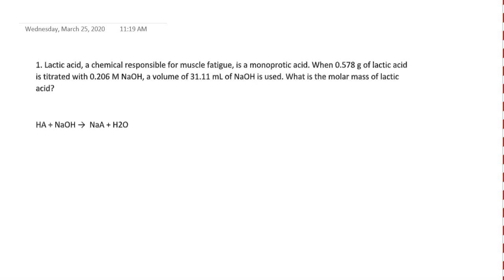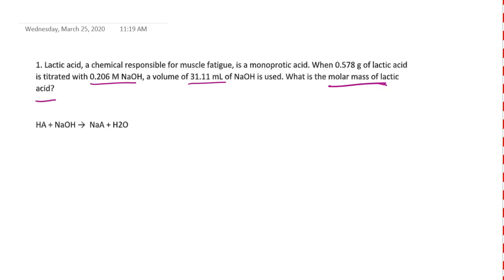Basically, for number one, they want us to find the molar mass of lactic acid. And we're being told that this lactic acid is being titrated with 0.206 molar sodium hydroxide, and they ended up using 31.11 milliliters of sodium hydroxide to titrate the lactic acid.